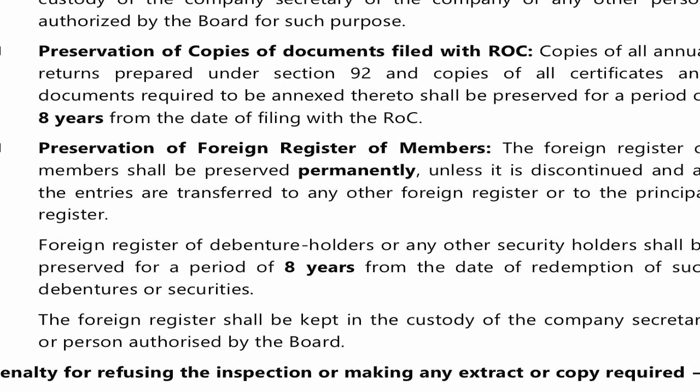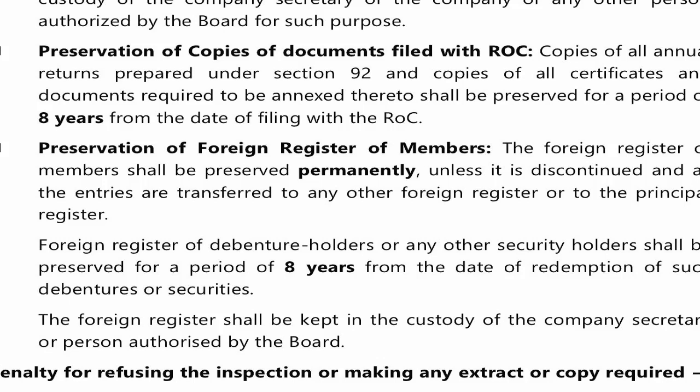Preservation of foreign register of members. The foreign register of members shall be preserved permanently unless it is discontinued and all the entries are transferred to any other foreign register or to the principal register. Foreign register of debenture holders or any other security holder shall be preserved for a period of 8 years from the date of redemption of such debenture or security. The foreign register shall be kept in the custody of the company secretary or person authorized by the board.